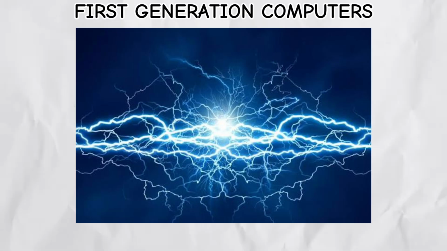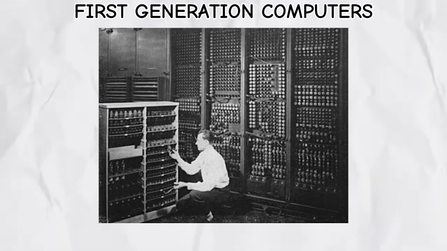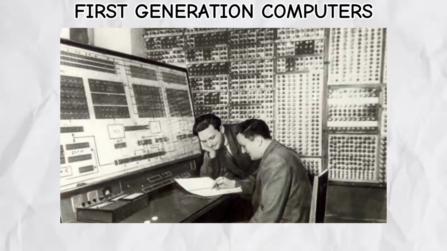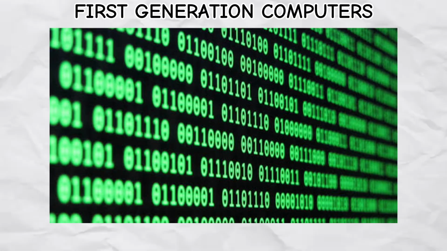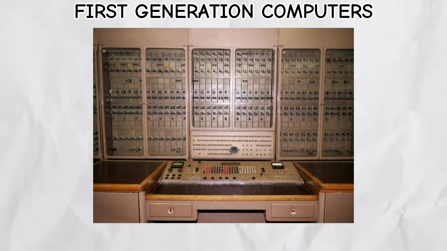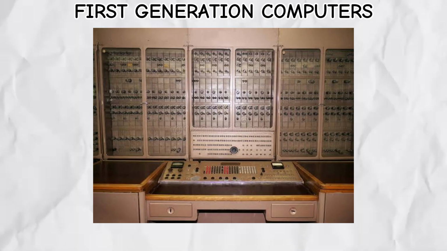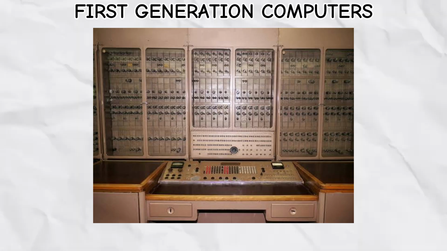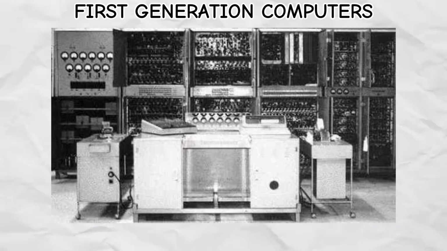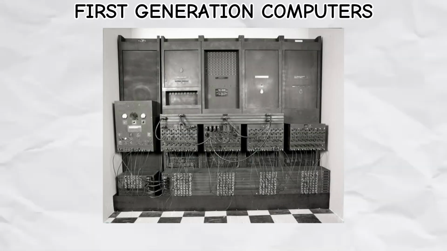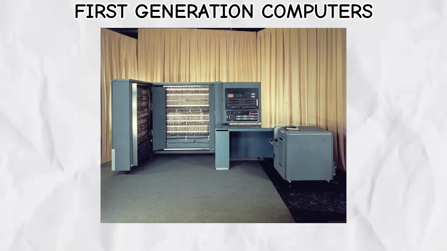They consumed huge amounts of electricity, generated excessive heat, and required constant maintenance. Programming was done entirely in machine language, meaning instructions were written in binary form using ones and zeros. Despite these limitations, first-generation computers proved that complex calculations could be automated and laid the foundation for modern computing. Examples of first-generation computers include ENIAC, UNIVAC 1, and IBM 701.